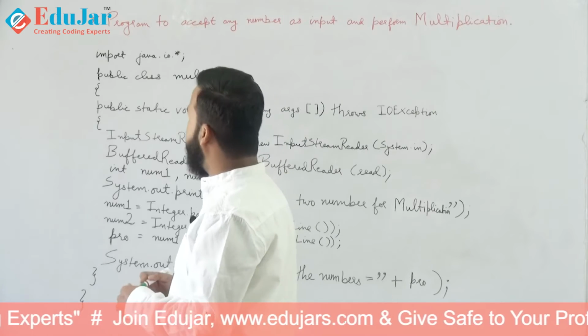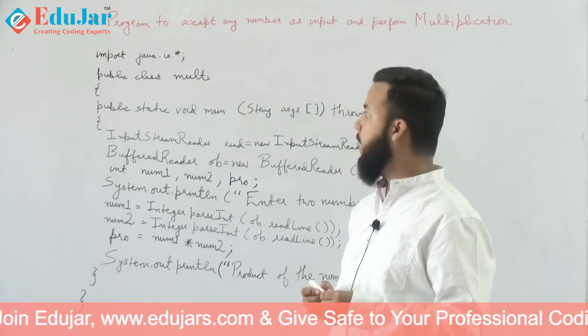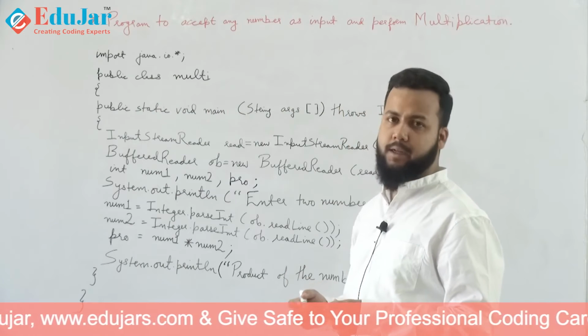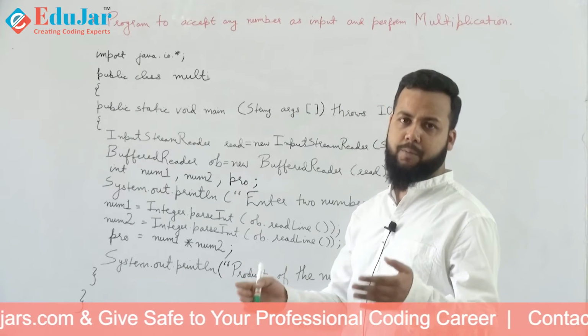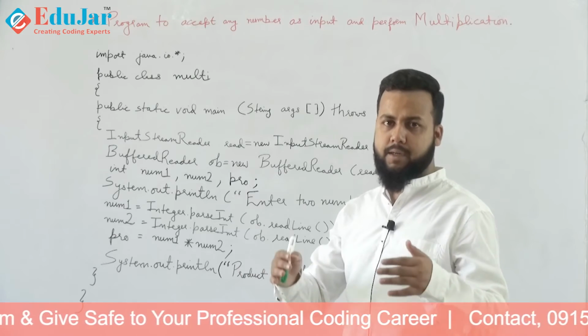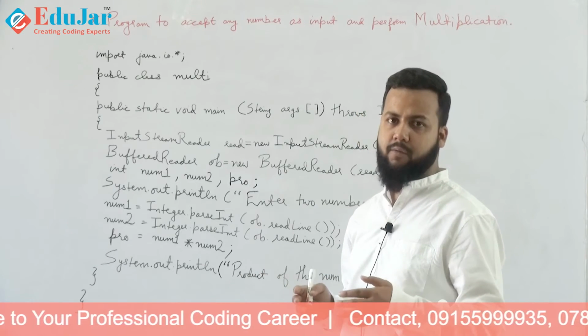So you can see over here I have used import java.io.*, as I have used the IO package, input output package, because we want the two numbers to be entered by the user. We will accept those two numbers and then we will perform the multiplication operation over here.